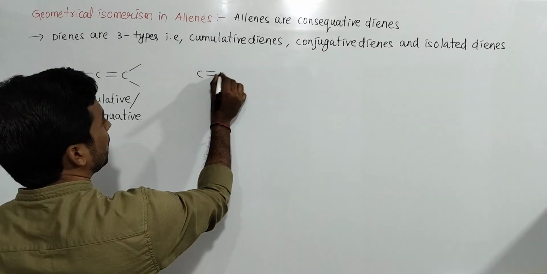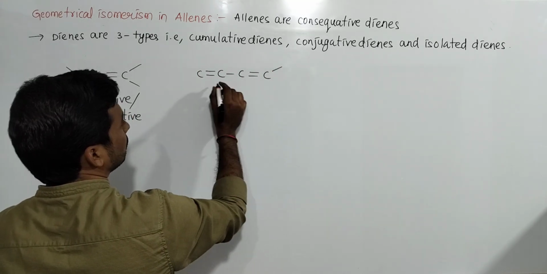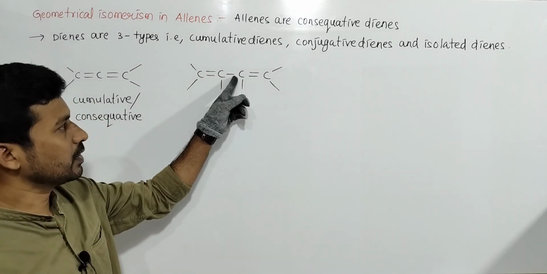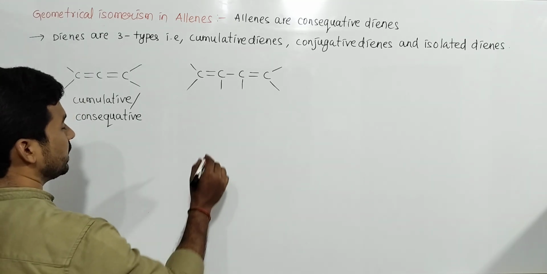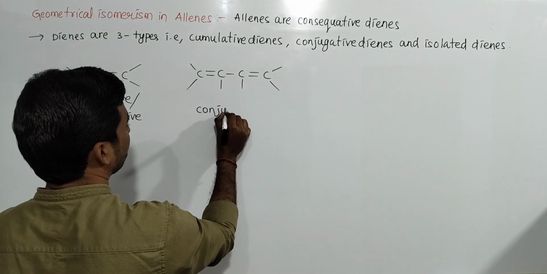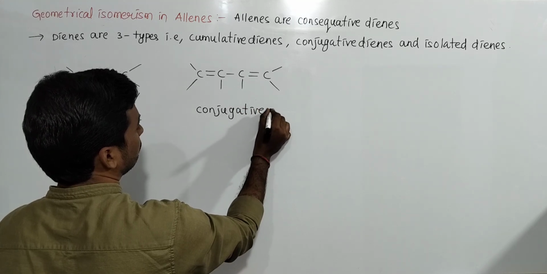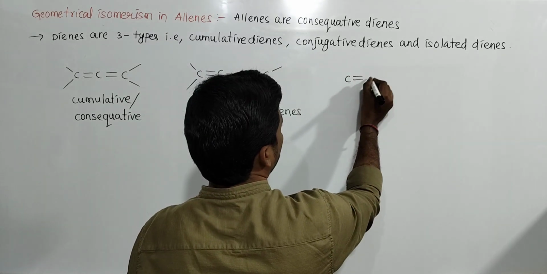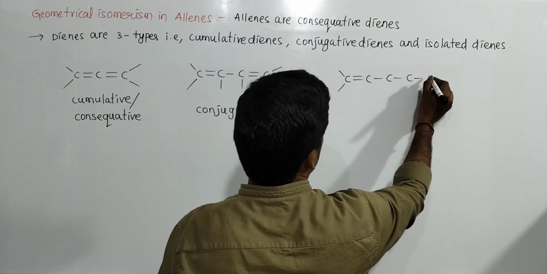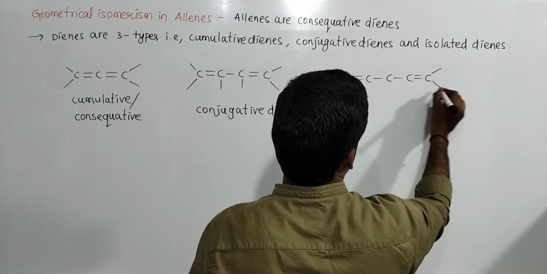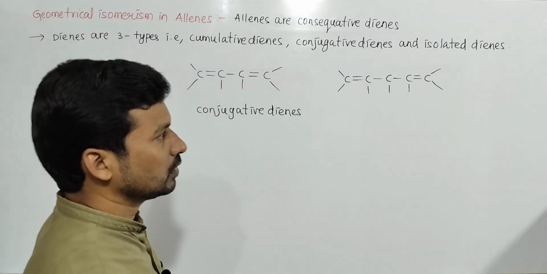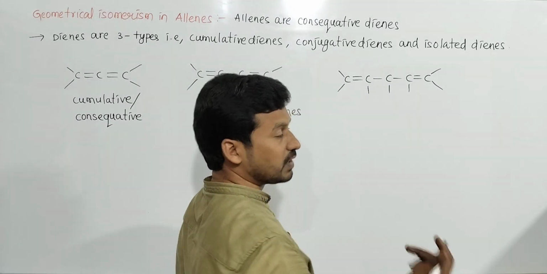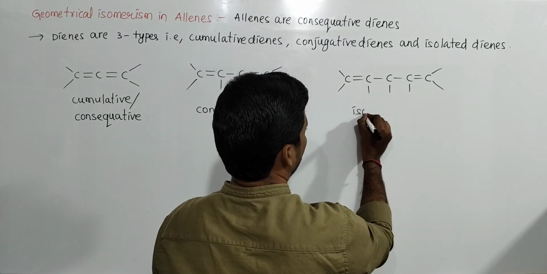If two double bonds are separated by a single bond, like this, double bond separated by single bond, such dienes are called conjugated dienes. Third one, if two double bonds are separated by more than one single bond, such dienes are called isolated dienes. Double bond, single bond, again single bond. Here two double bonds are separated by more than one single bond, so it is called isolated diene.